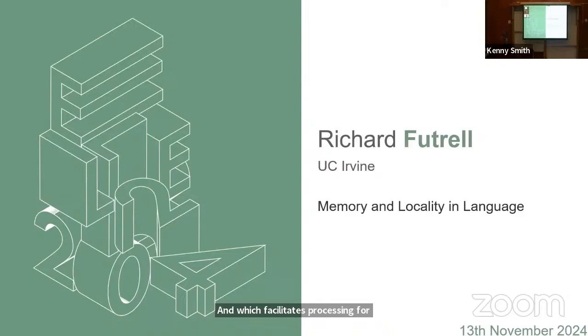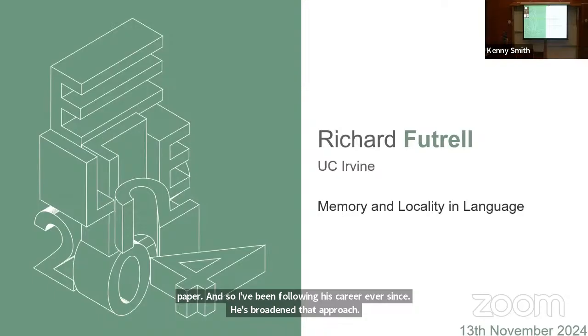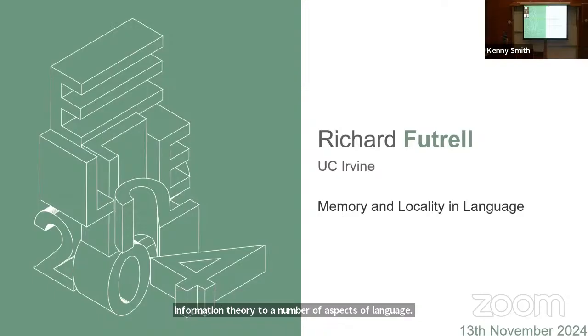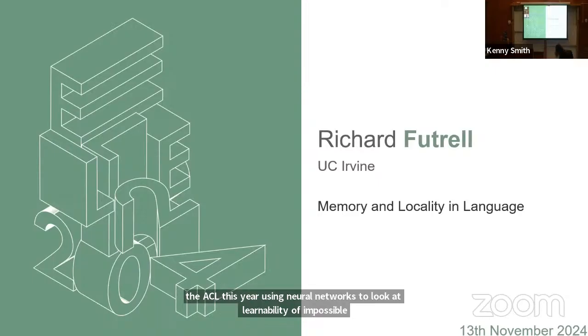That's the kind of stuff we like, and we were impressed by his methods and the smart baselines he used in that paper, and so I've been following his career ever since. He's broadened that approach, applies information theory to a number of aspects of language, and he's going to tell us about some of that work today. Just to note, I think he's going to talk about this today too, that Richard was an author on a paper that won the Best Paper prize at ACL this year, using neural networks to look at learnability of impossible languages. And he's going to tell us a bit about that later on.